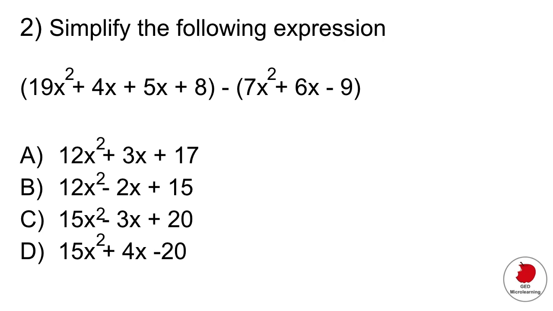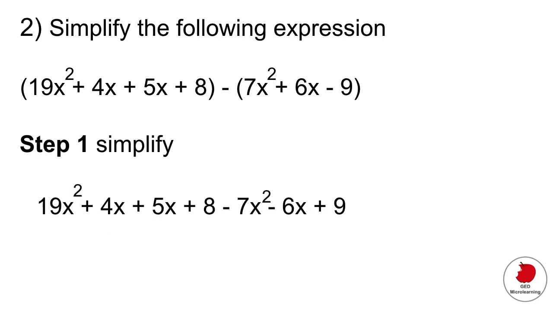All right, so simplify the following expression. They're giving you this really long expression and asking you to simplify. So let's take it step by step. The first thing you want to do is take that minus sign and multiply it by every one of the numbers inside the bracket.